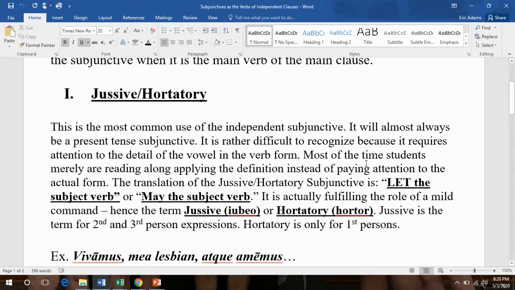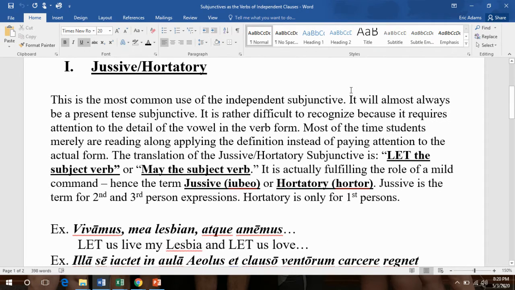But you will most likely see the present tense subjunctive. Now, it is rather difficult, as I say here, to recognize because you have to, of course, pay attention to the detail of the vowel in the verb form. Most of the time, students are merely reading and looking at definitions when you should not. You don't see the definition first. You should always see the form first, and you should pay attention to what is the conjugation of the verb, and so that then you will be able to know. Now, if you have a subjunctive verb, it's a present subjunctive most likely, and you don't have it in any subordinate clause, and it is the main verb, you will have what is called the jussive.